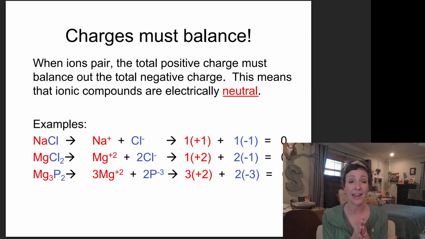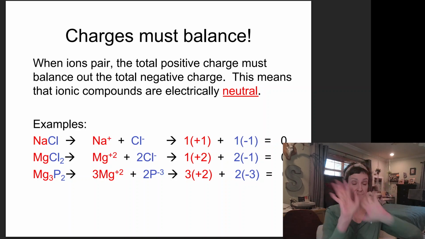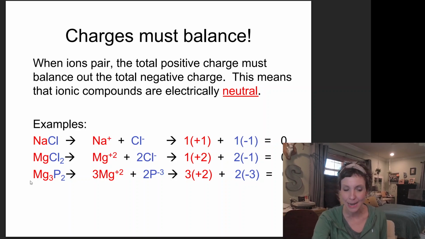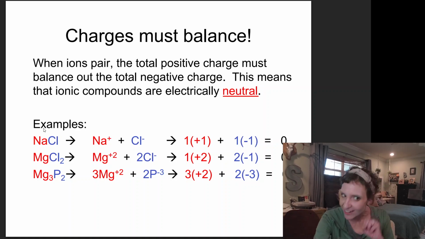It says when ions pair up to make an ionic bond, the total positive charge must balance out the total negative charge. This means that ionic compounds, even though they're made up of a bunch of positive and negative charges, will be electrically neutral. That just means their positive and negative charges will cancel out to make a zero overall charge. So here we've got some examples of ionic compounds. I think this is our first time to look at formulas and say, okay, these are examples of ionic bonds. As you can see, I've used my colors here, right?